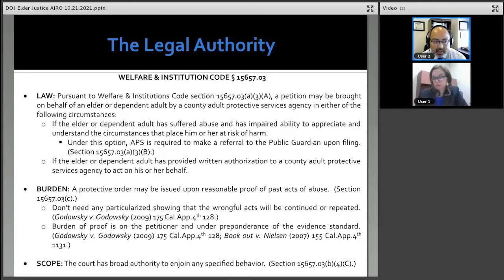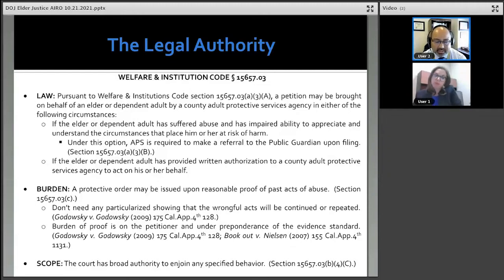And then the other scenario is where the elder or dependent adult has capacity, but for whatever reason is afraid to pursue a restraining order. APS can then step in, but the statute requires written authorization, and that's also for the protection of APS. In the event that you have an elder or dependent adult going backwards and denying whether they gave APS authorization, if you have it in writing, that will protect APS from liability if they were to pursue.